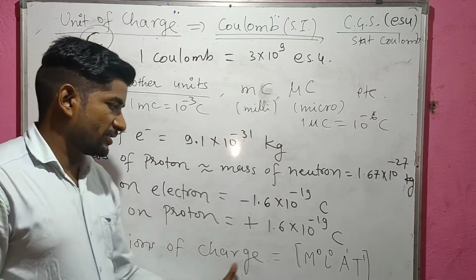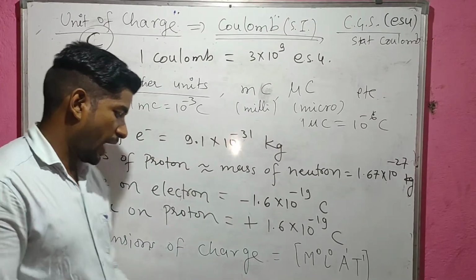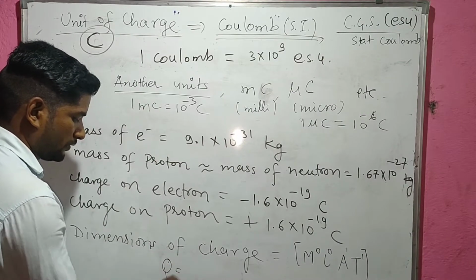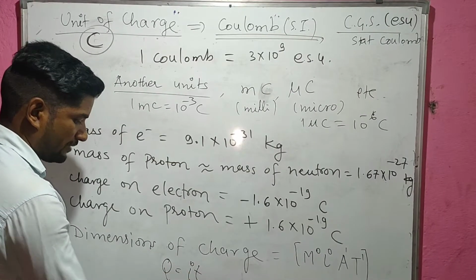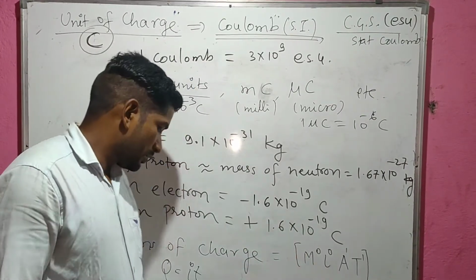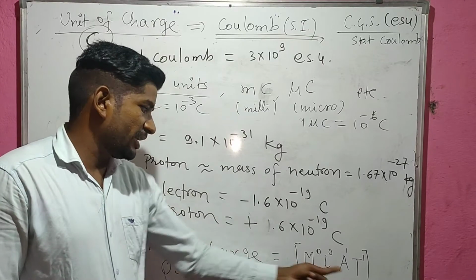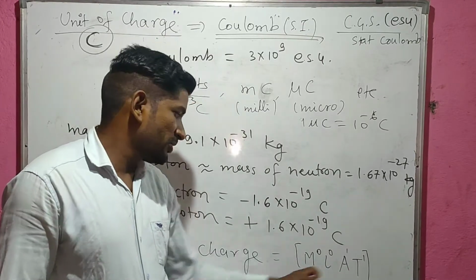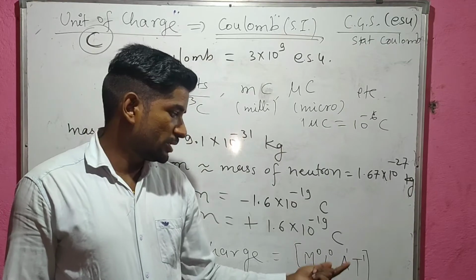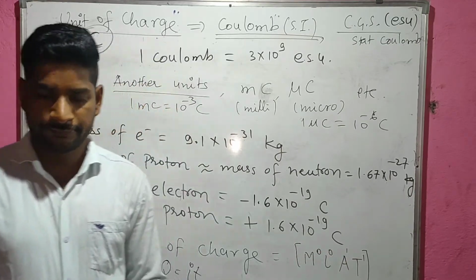Dimensions of charge. Charge can be written as Q equals current into time. So the dimensions will be M0, L0, with the dimension of current being ampere A and the dimension of time being T. Then the dimensions will be M0 L0 A1 T1.